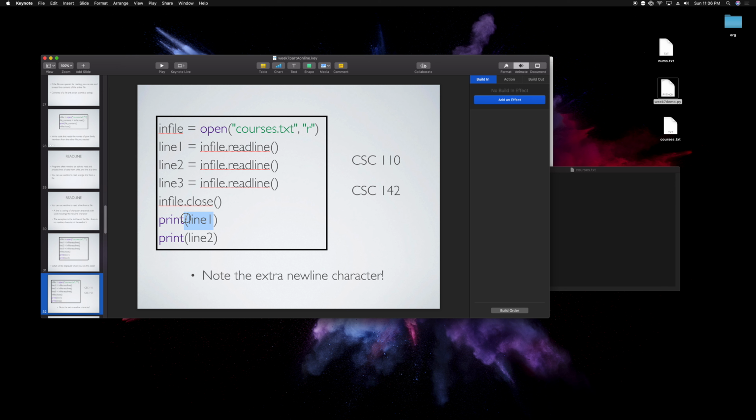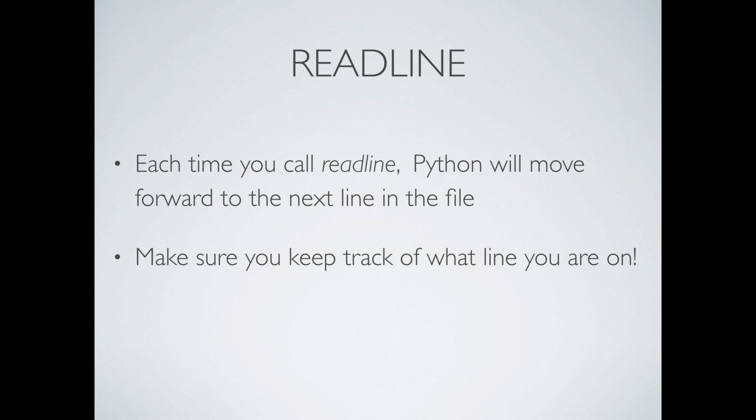Again, this is going back to the little person running around in your file starting at the beginning. Every time you call read line, Python will move forward to the next line in the file. So if you read more stuff, it'll read the next stuff in the file. So whenever you're dealing with reading, just make sure you keep track of where you are in the file.